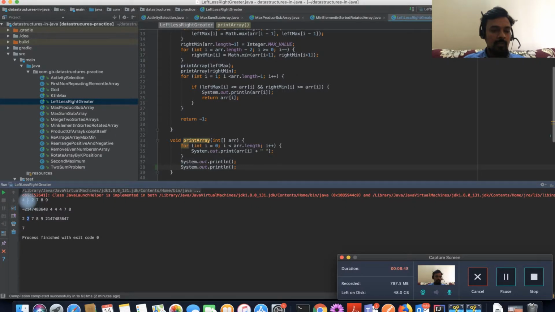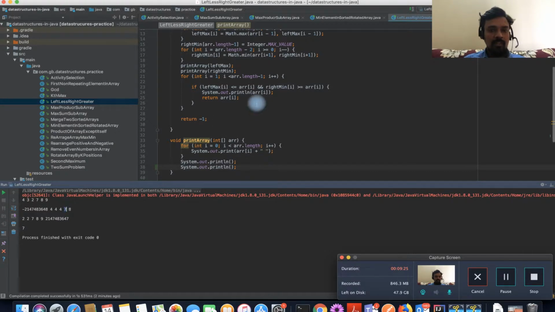For the third element, if left max of I, which is 4, less than or equal to ARR of I, no, 4 is not less than 2, and right min of I greater than array of I. Right min of I is 7. We are considering 7 greater than or equal to ARR of I, which is true, but anyhow the first condition is false, so it goes back.